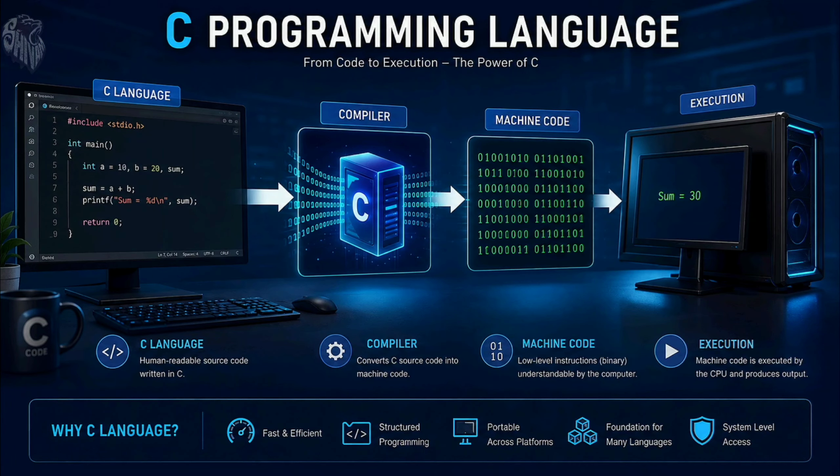C programming language. 1. What is C? C is a general-purpose programming language used to create software, operating systems, embedded systems, games, and many other applications. C is known for being fast, efficient, and close to computer hardware. Developed by Dennis Ritchie at Bell Labs around 1972.